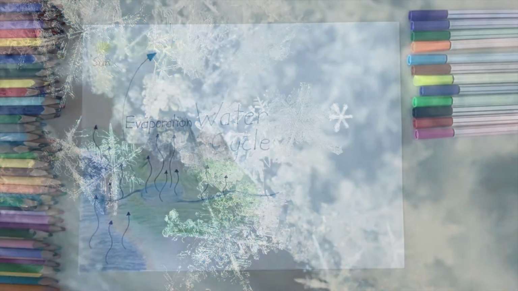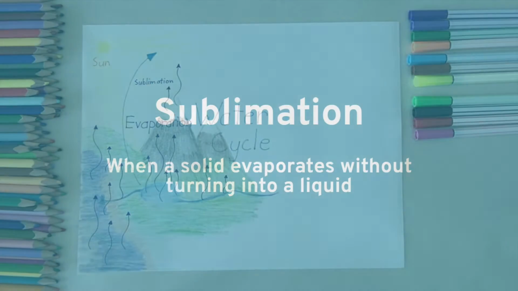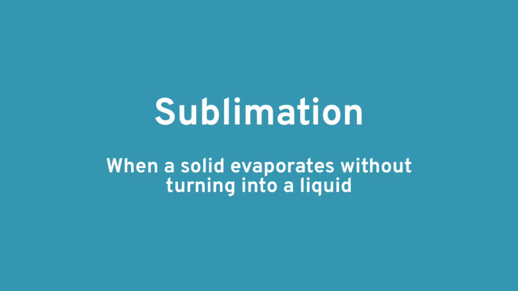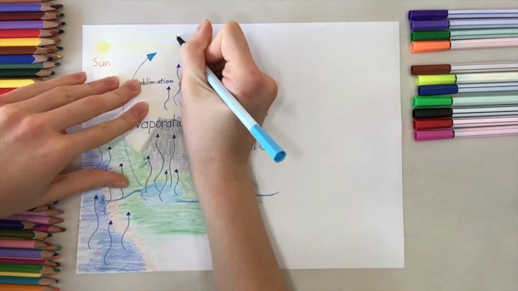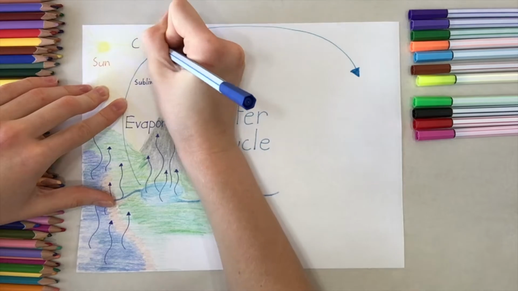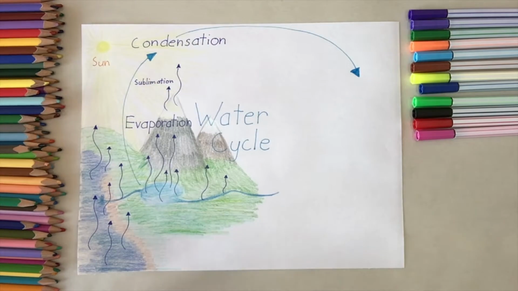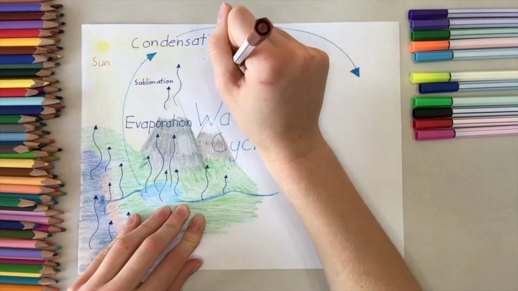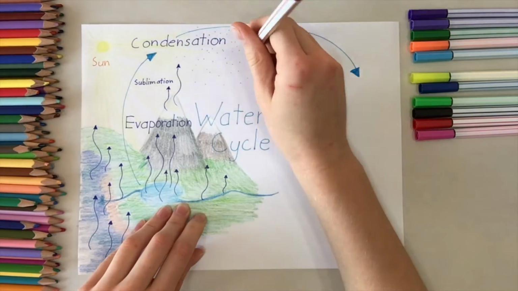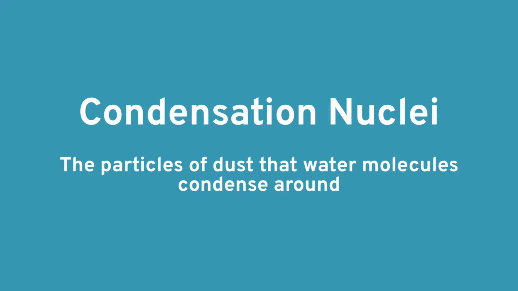Sometimes, solid forms of water, like snow, will evaporate without turning into a liquid. This is called sublimation. As water vapor rises, it cools, causing the water to go through the next stage called condensation. This is the process of water turning from a gas into a liquid. The tiny molecules of water crash into particles of dust, pollen, salt, pollution, mushroom spores, and any other substances small enough to be blown high into the air. These particles the water condenses around are called condensation nuclei.